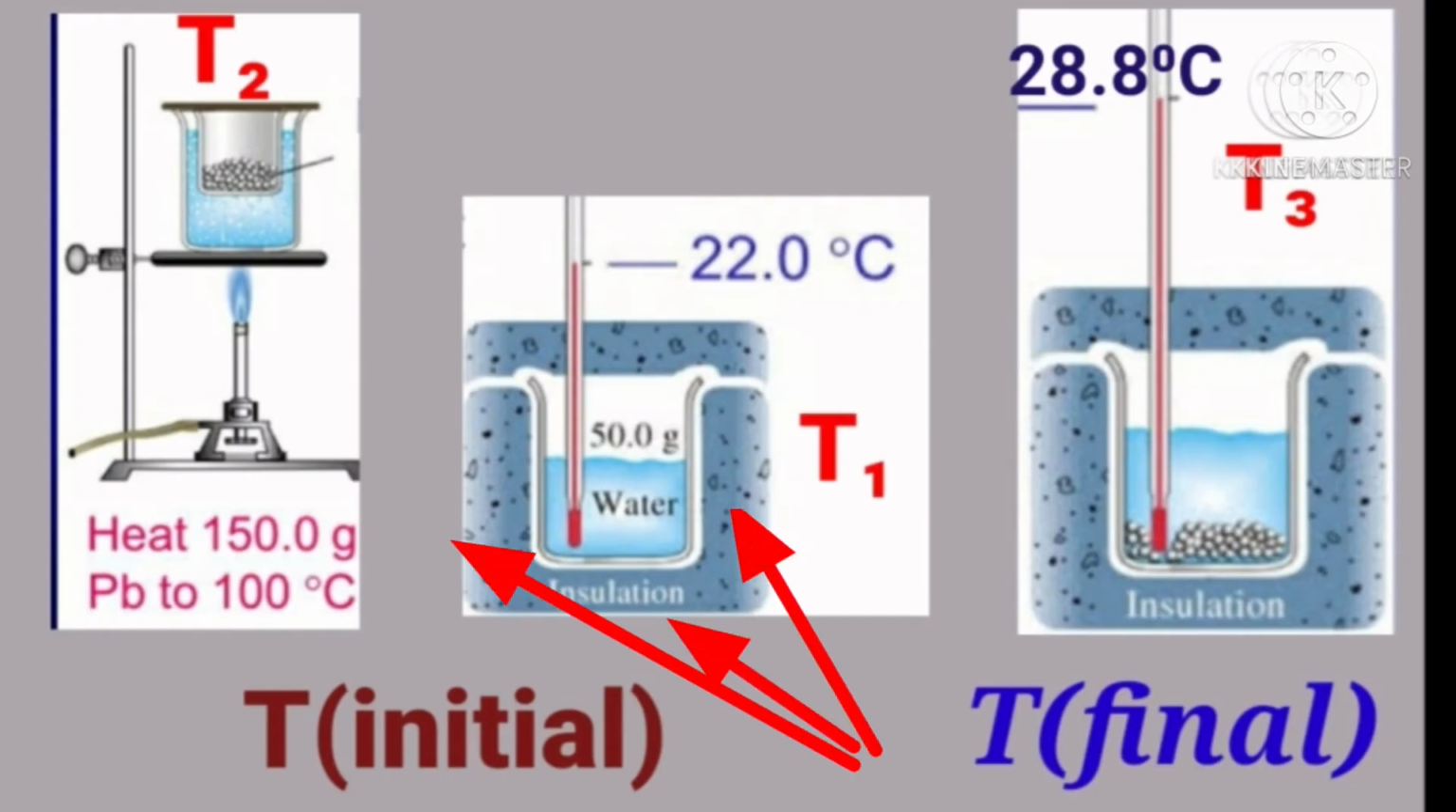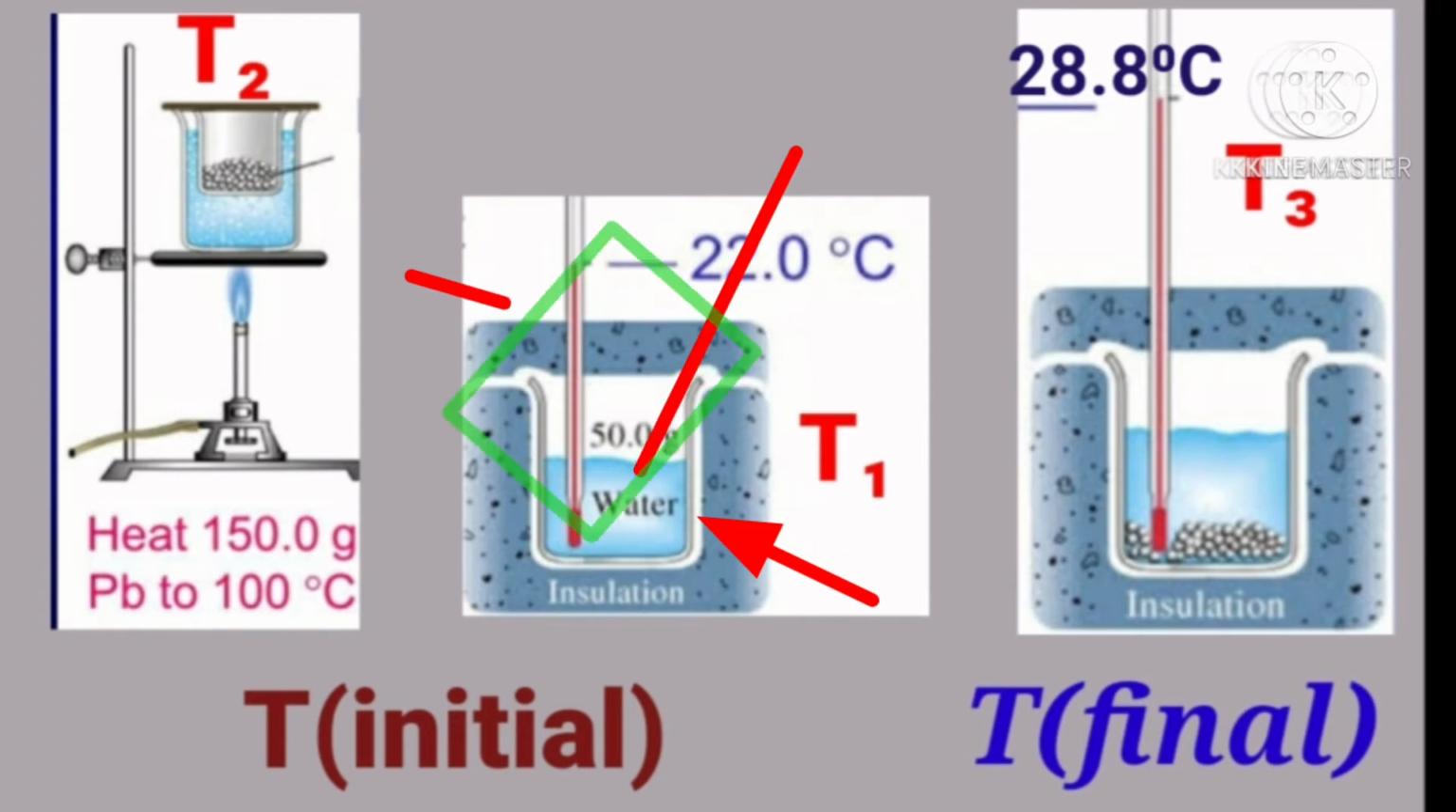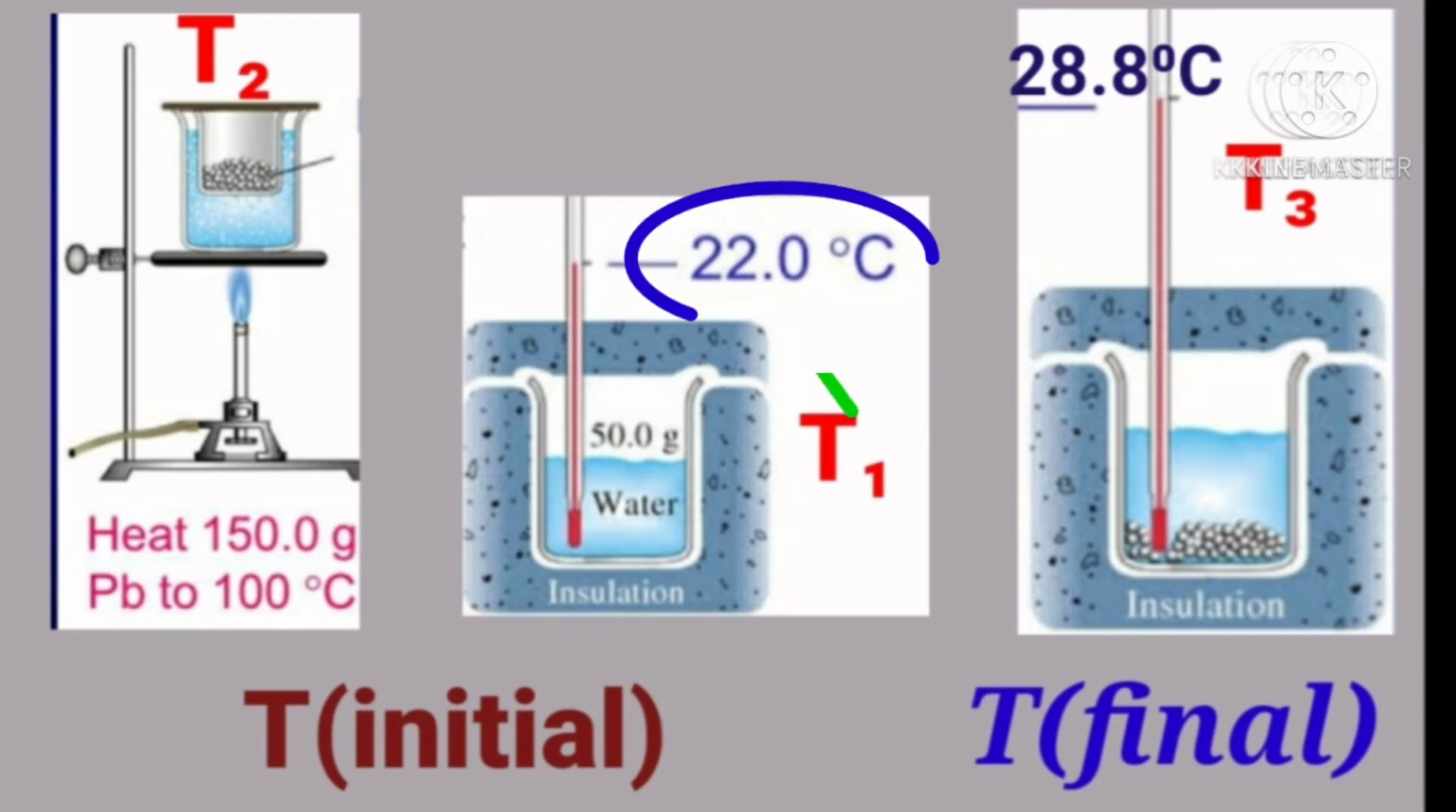This is heat insulated box, that is, heat neither passes from inside to outside nor outside to inside. I removed lead shots from calorimeter and I kept calorimeter in insulated box along with water and thermometer. After some time, calorimeter, water, thermometer reached thermal equilibrium at the temperature of T1, 22 degrees Celsius.